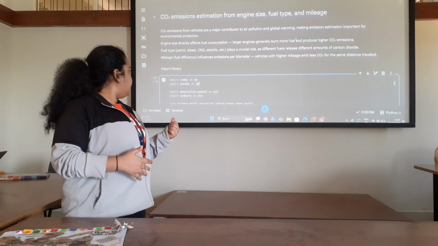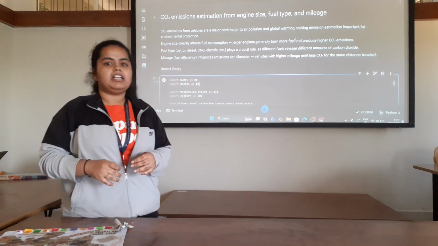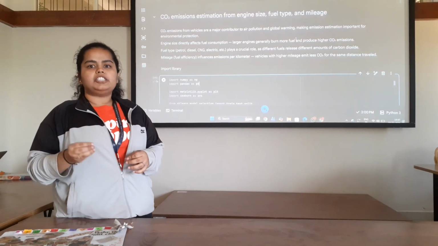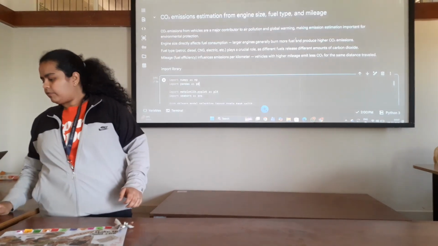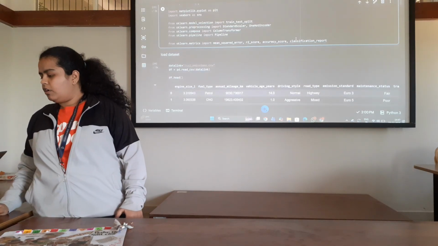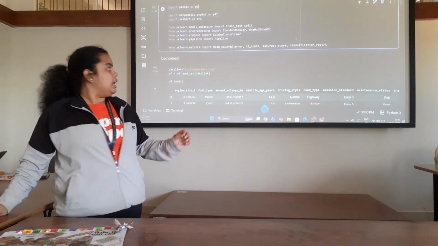Mileage influences emissions per kilometer. If the vehicle runs more mileage per year, then the CO2 emissions per kilometer will be less. So I am importing the libraries. Then the data is loaded.